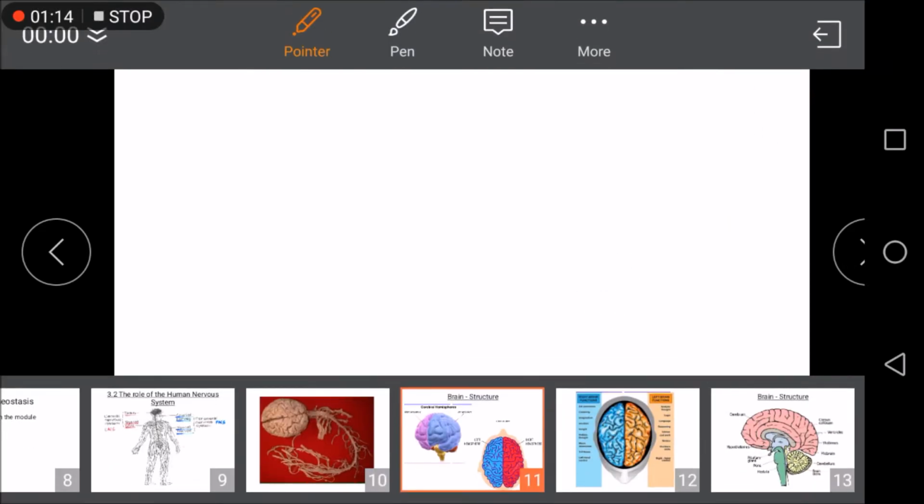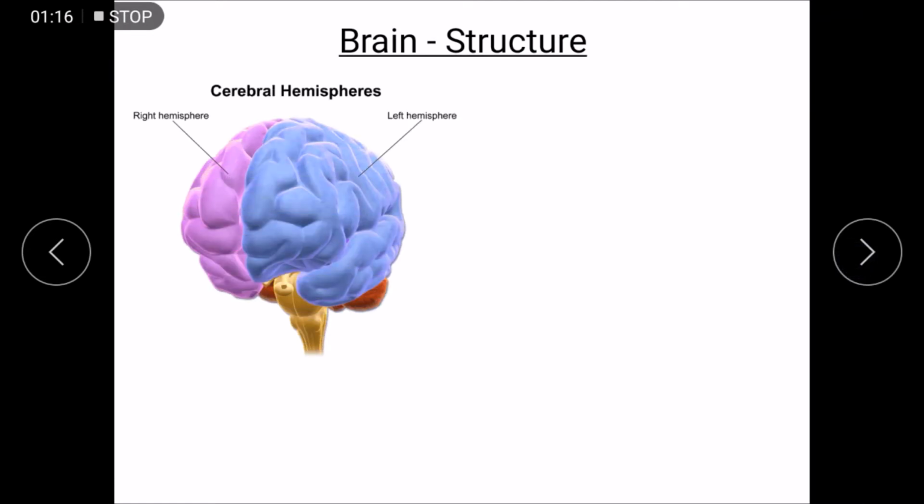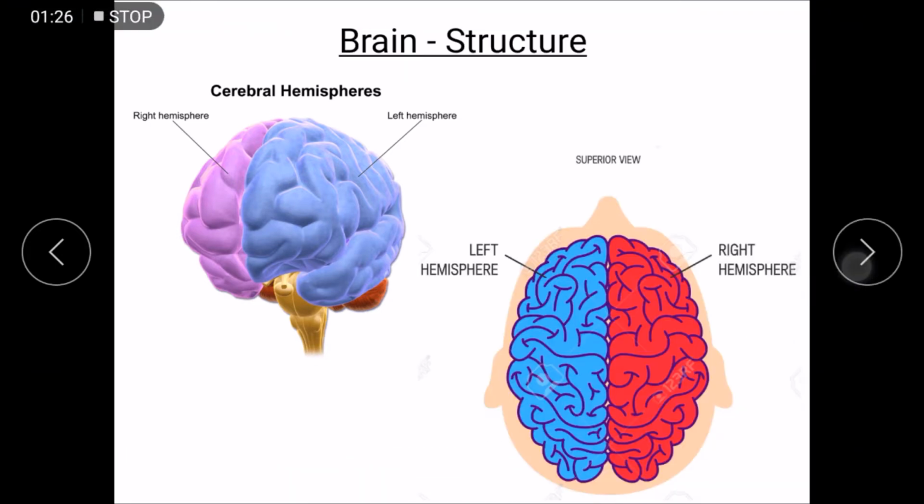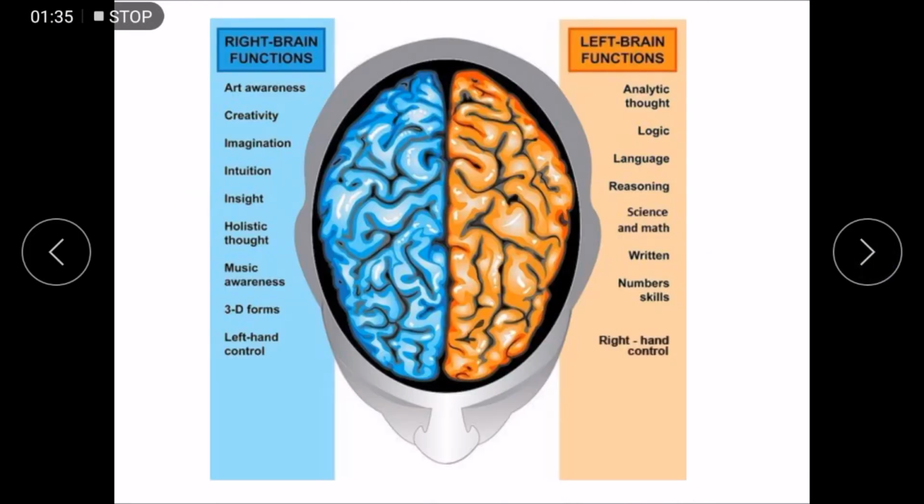So what we can see here for the brain. Okay, the first thing that you can know is the brain is divided into two. Two big halves, one is the left, another one is the right. So we call them the left hemisphere and right hemisphere. Okay, so from the side view and the top view, left and right. Okay, now what is left brain and what is right brain?